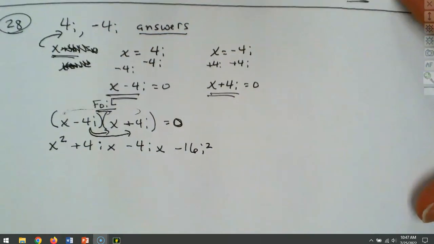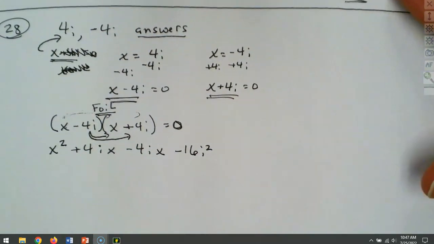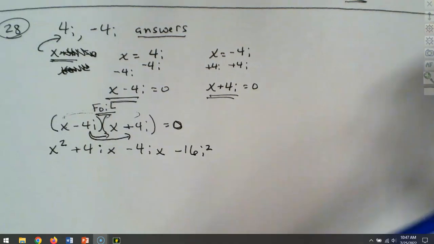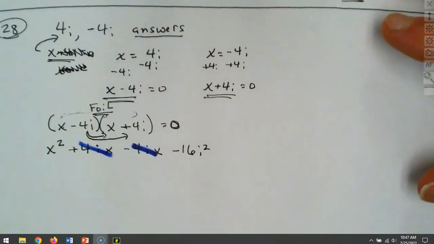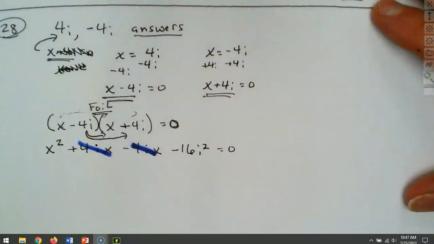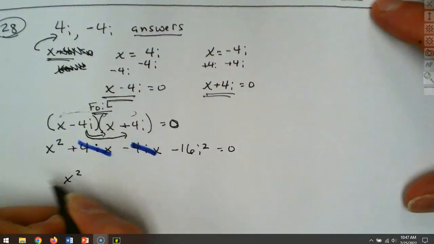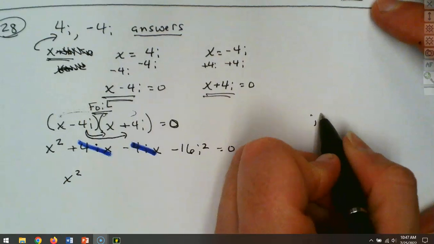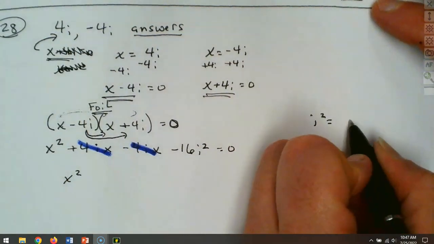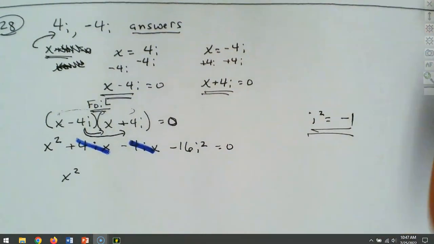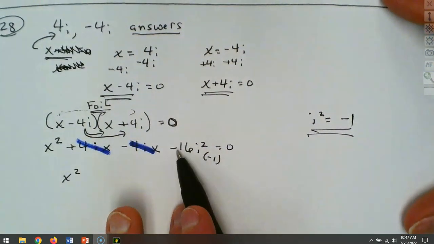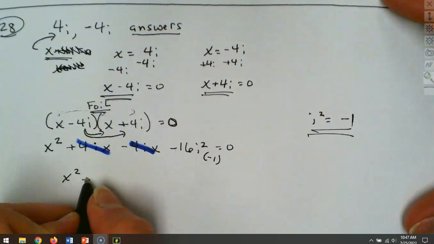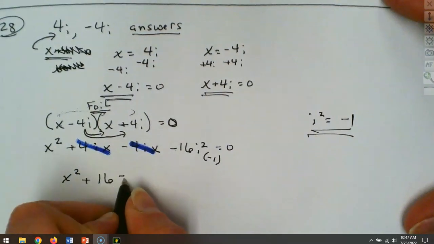Now, what do we know about the 4i and the minus 4i? They cancel out. All right, so that gives you now, still equaling 0, an x squared. But what about i squared? I squared by definition is, remember, negative 1. So that becomes a negative 1 here. Negative and negative then makes it a positive 16.